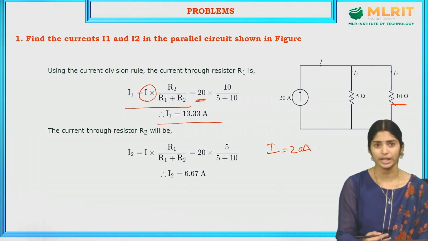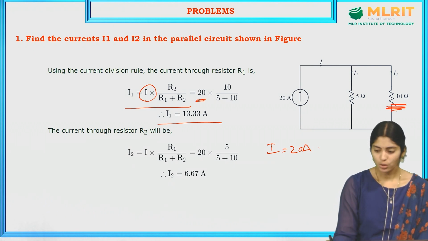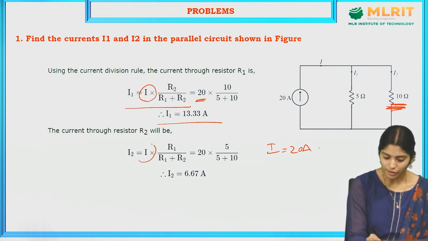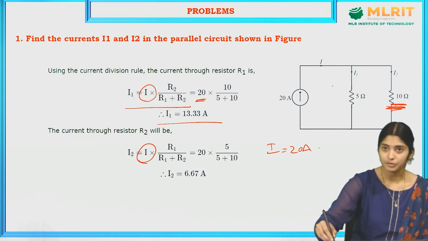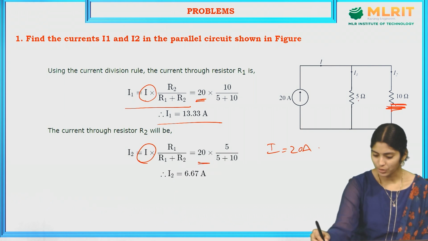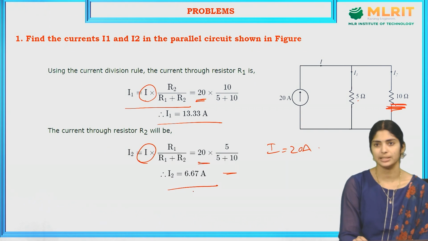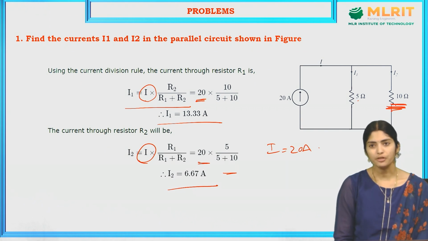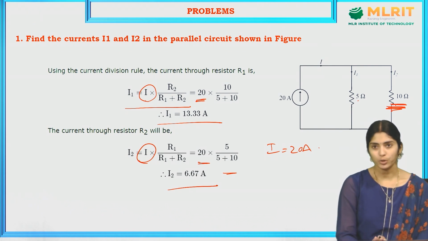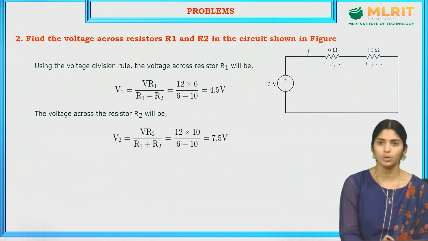Next, the current flowing through the resistor R2. So now I am going to find the current for R2. I2 is equal to total current I into the opposite value, which means R1, so R1 by R1 plus R2. So 20 into R1, which is 5, divided by 5 plus 10. So I2 is equal to 6.67 amperes. So this is an application of the current division rule, a problem related to the current division rule. Like this, we can find the values of I1 and I2 with the help of the current division rule. Now let us see the problem on the voltage division rule.